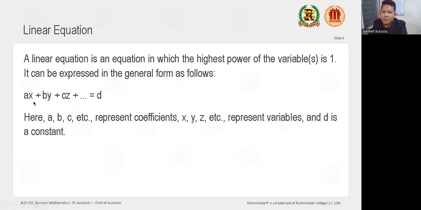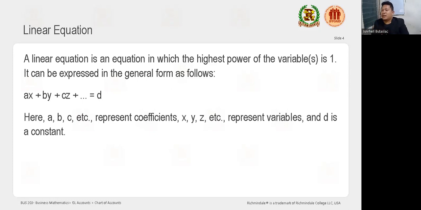So this is the general form: ax + by + cz + ... = b. But actually, the general form of a linear equation is ax + by + c = 0. Then the standard form must be ax + by = c. Then the slope-intercept form of a linear equation is y = mx + b.